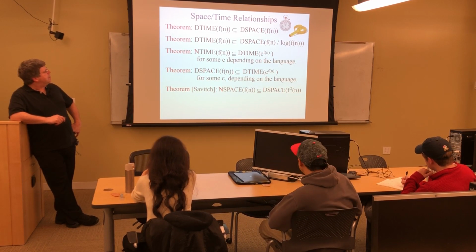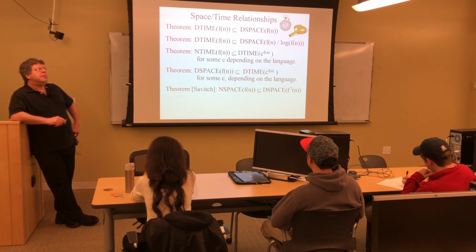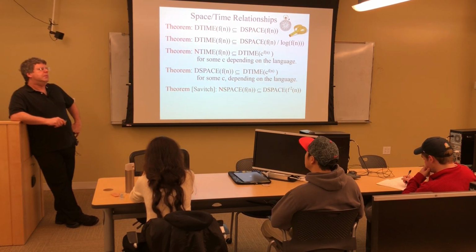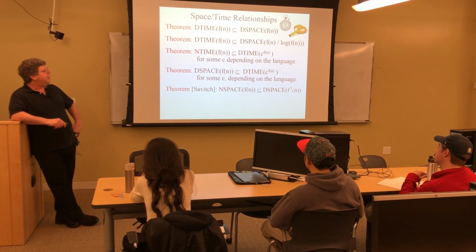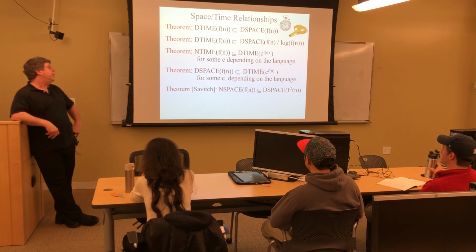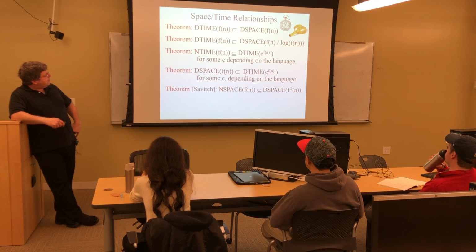To get rid of this non-determinism in time, we had to exponentiate the time, raise the time from a base of c. Here, we don't have to exponentiate the space to get rid of the non-determinism. So this is the analog of this theorem. We don't need to exponentiate the space to get rid of the non-determinism. All we need to do is square it. Of course, if you exponentiate it, that's fine too, but you don't need to. And this we can prove.